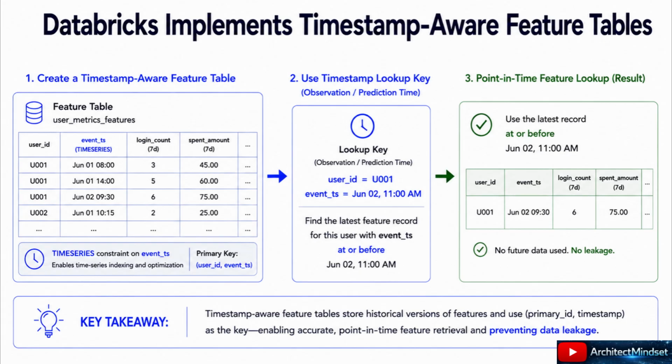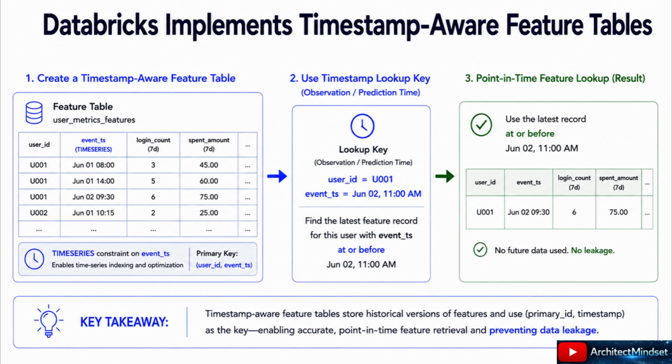When creating a feature table, you must explicitly mark your time column using the time series constraint. This informs the optimization engine to index and treat the table as sequential time series data. Unlike a static lookup table, a timestamp-aware feature table accumulates historical records. Each time a user's metric changes, a new row with a new timestamp is appended. The primary key of the table is a composite key consisting of your primary identifier, like user ID, and the timestamp column.